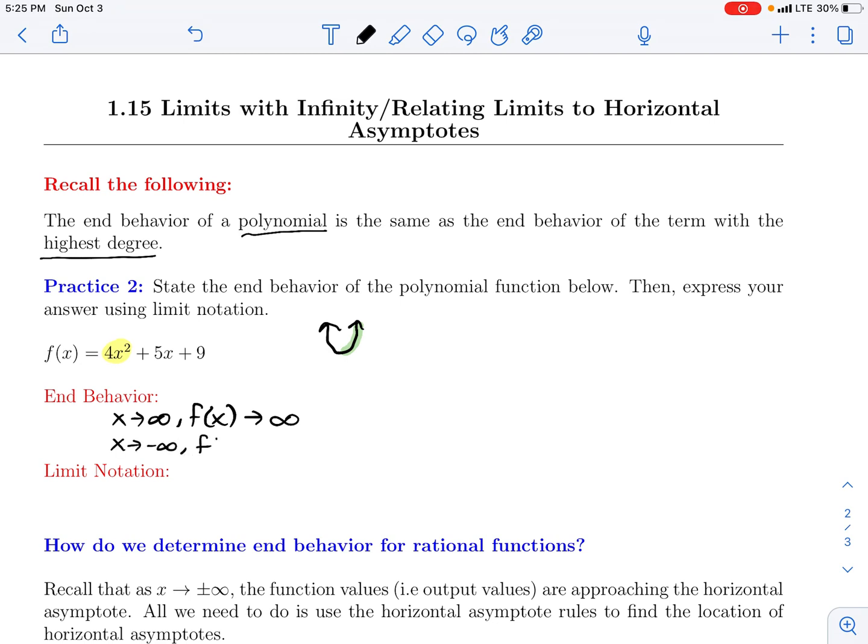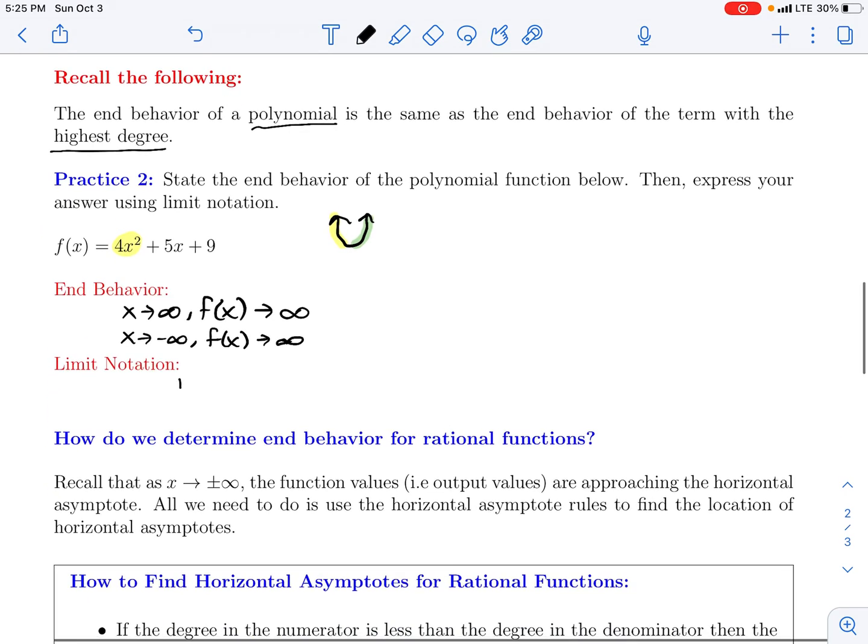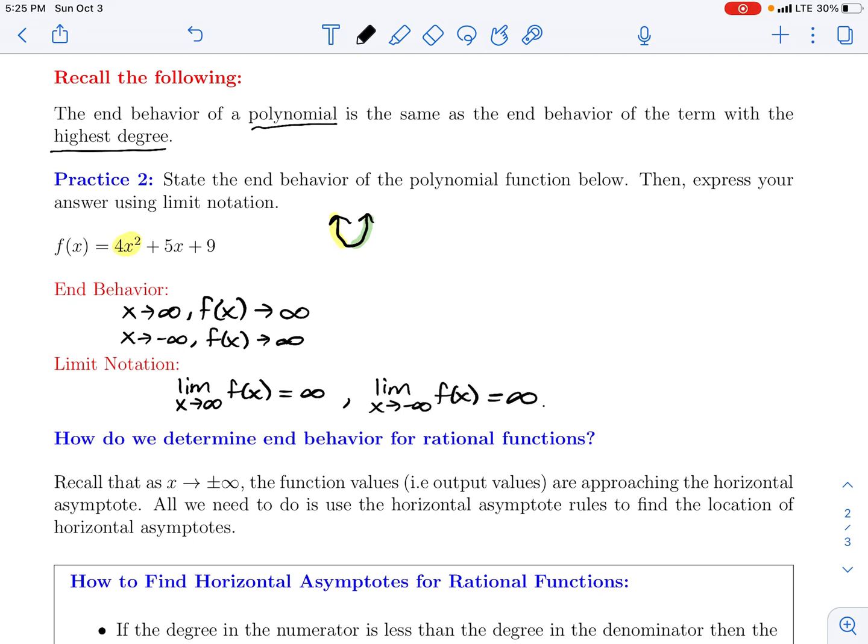And then to the left of the graph, the function is still pointing upward, and so it's still going towards infinity. And we can see that here, right? So as x approaches negative infinity, f of x still is approaching infinity. And so just to reemphasize that limit notation, I'm going to rewrite both of these using limit notation. The limit as x approaches infinity of f of x is equal to infinity, and then the limit as x approaches negative infinity of f of x is equal to infinity.